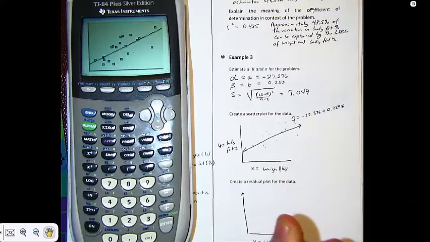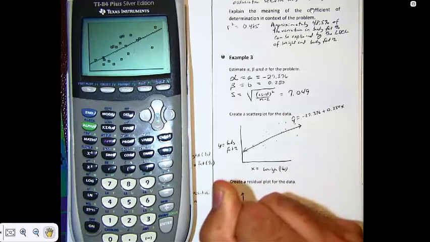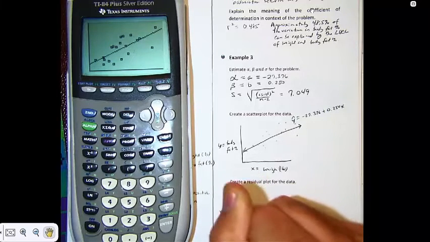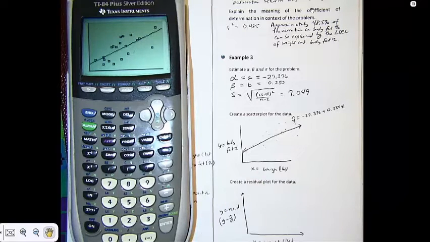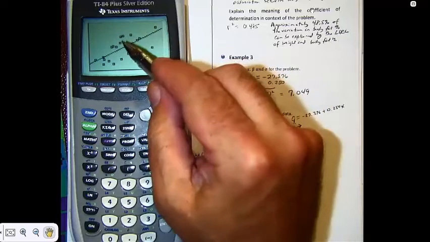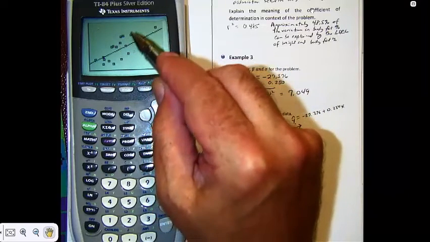And we're going to let the y-axis here be the residuals. Recall the residuals are the actual values minus the predicted values, okay? It's how far each of these actual points are away from what the predicted points would be on the least squares regression line. That represents the residual.